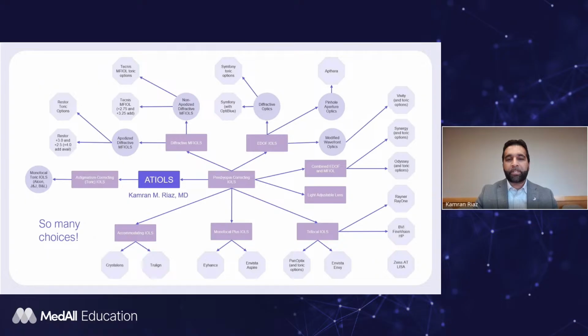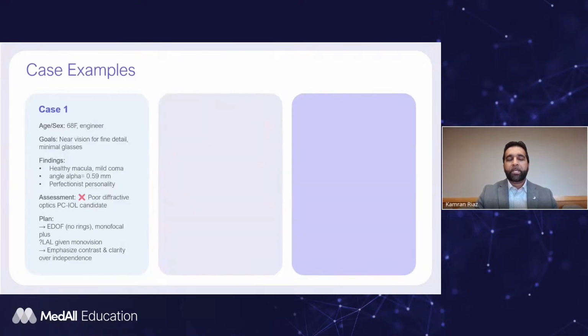Again, so many choices. We have to know all of these choices and figure out which choice we want to use for every single patient. So I'm going to run through 3 quick examples on which type of lens would be appropriate. Again, there are so many more examples we can do, but just for the sake of time. So case 1: we've got a 68-year-old female engineer. She really wants to have good vision for fine detail and minimal glasses. Things we see on the exam: healthy macula, mild coma, but she does have a little bit of a higher angle alpha.